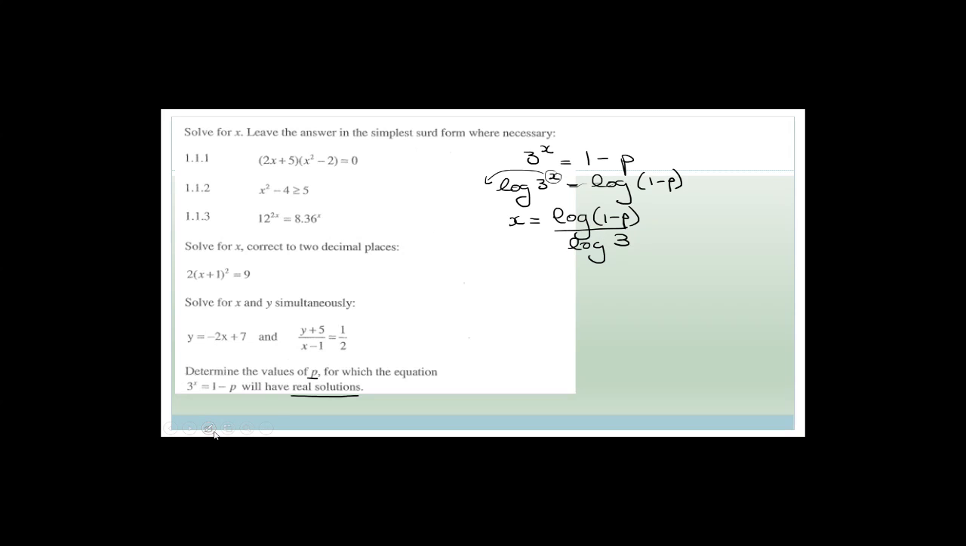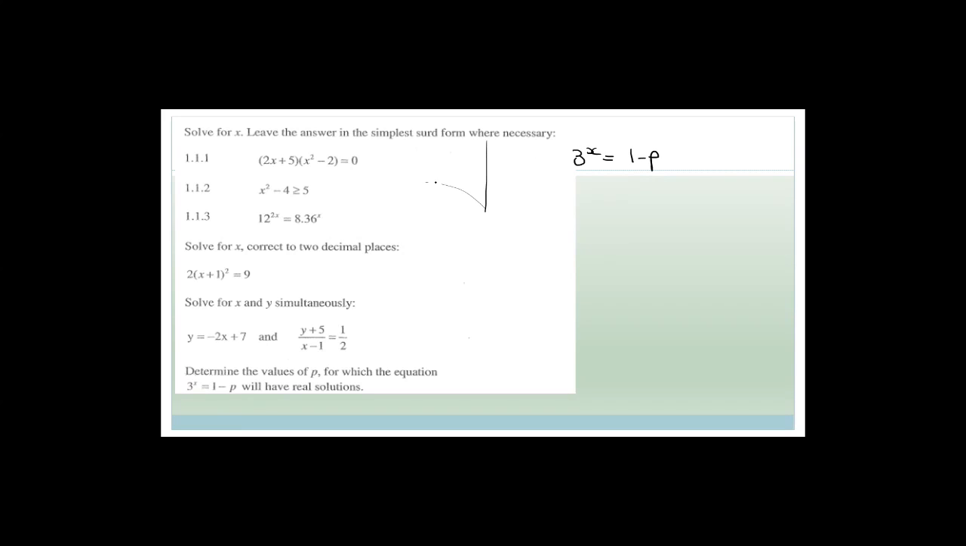There was a much easier way of doing this. Sorry, I just realized. Okay. 3 to the x is equal to 1 minus p. This is an exponential graph. A positive exponential graph is going to do something like this.